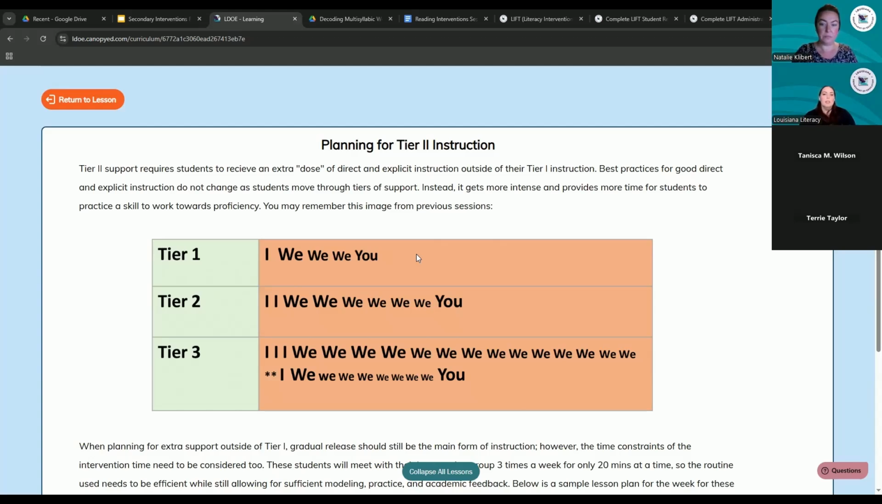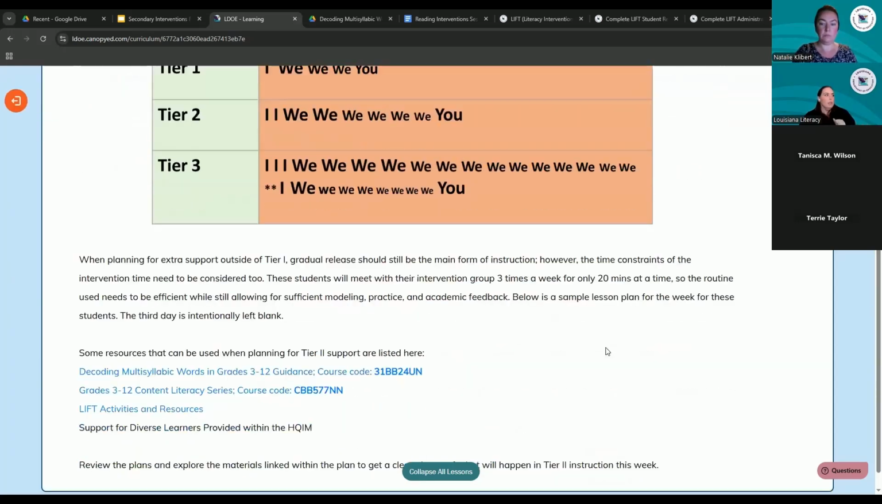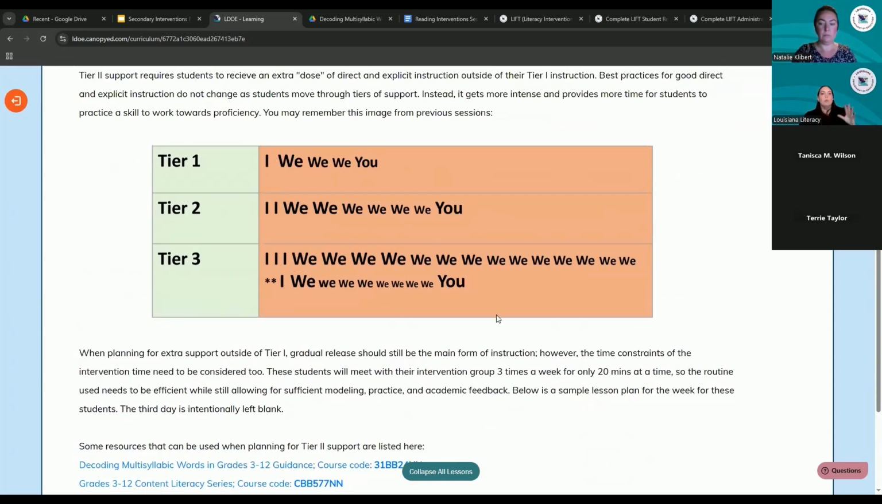So it just increases in intensity as they move through those tiers, because as you see in tier 3, they get even more opportunities for all of those things. But we're talking about tier 2. So we're still doing gradual release, all of those things. You just have to remember that you do have time constraints that are different from the core block here.